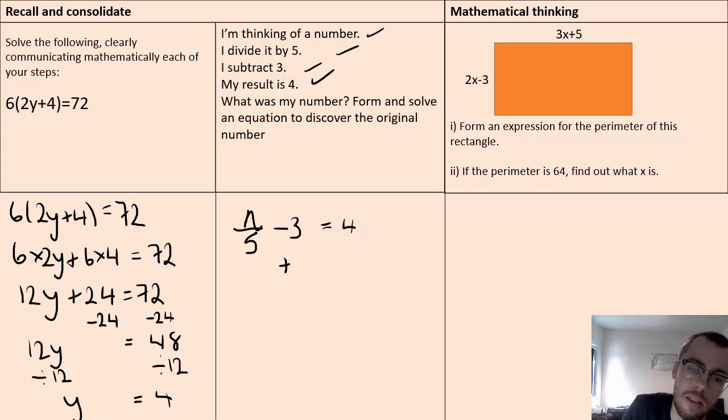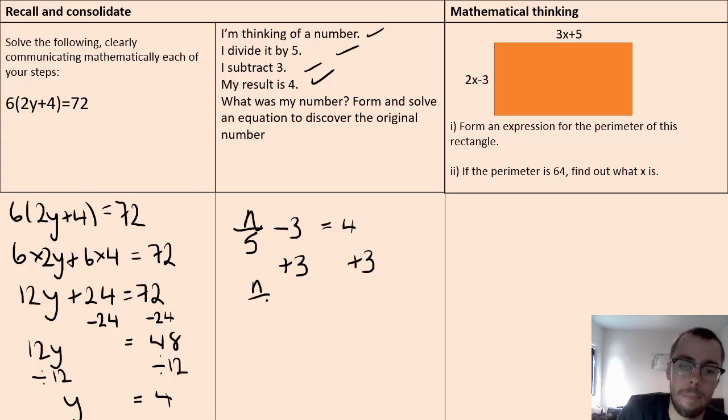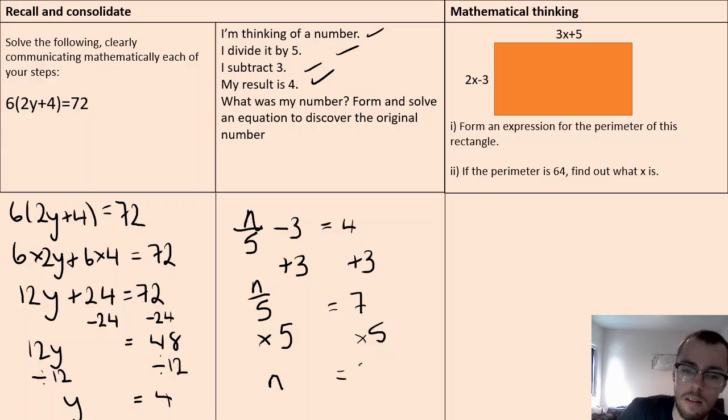First thing, I'm going to add 3 to both sides to eliminate this subtract 3 from the left hand side. The left hand side now tells us that some number n divided by 5 is equal to 7. To find that number, we can use an inverse operation. We're going to multiply both sides by 5. n equals 35.